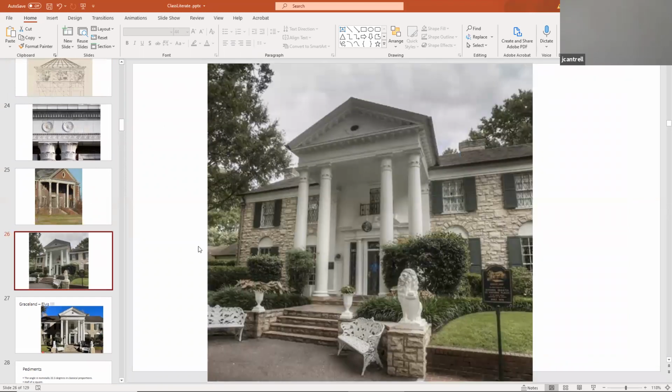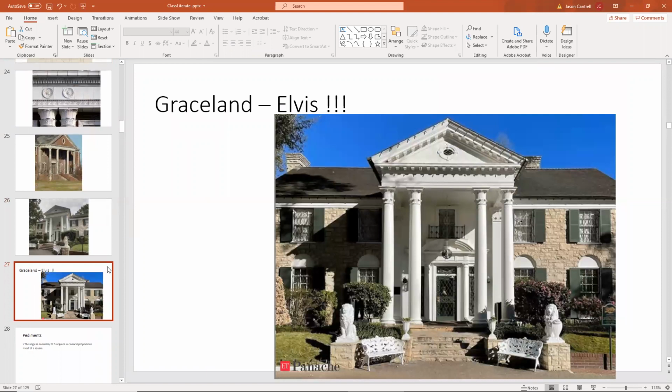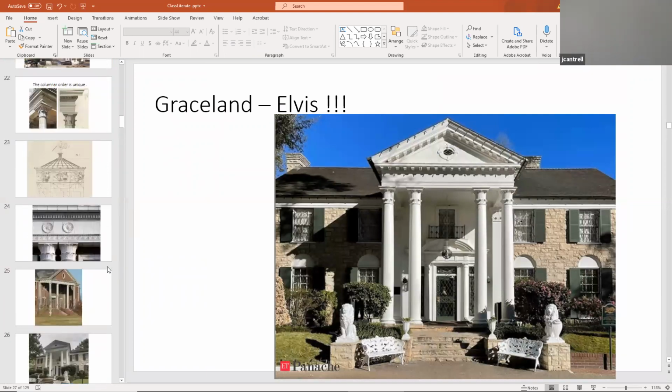Has anyone actually been to Graceland? Who would have thought? Elvis must have had really good taste back then. But I think someone else had some other questions.